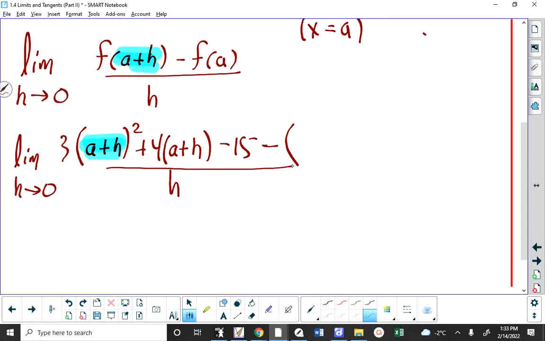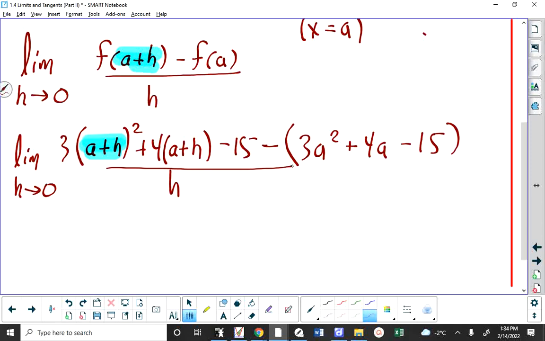f of a is what we get when we put a in for x. Thank you. So when I put a in for x, I'm going to have 3 times a squared plus 4 times a minus 15. That's a pretty serious mistake, sorry. Good now? Okay.